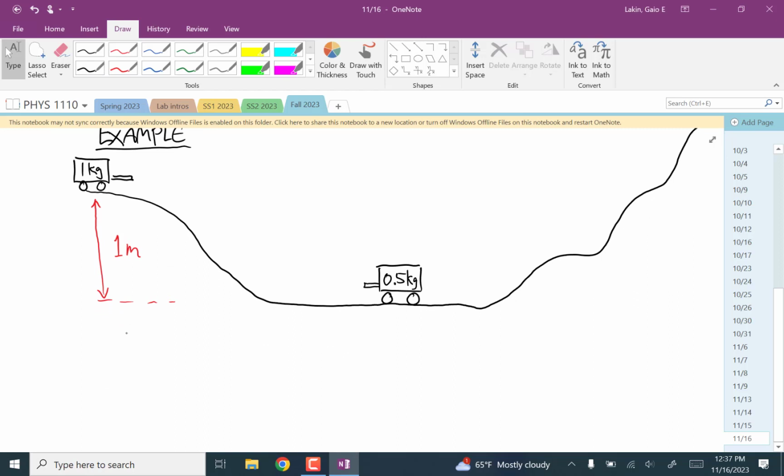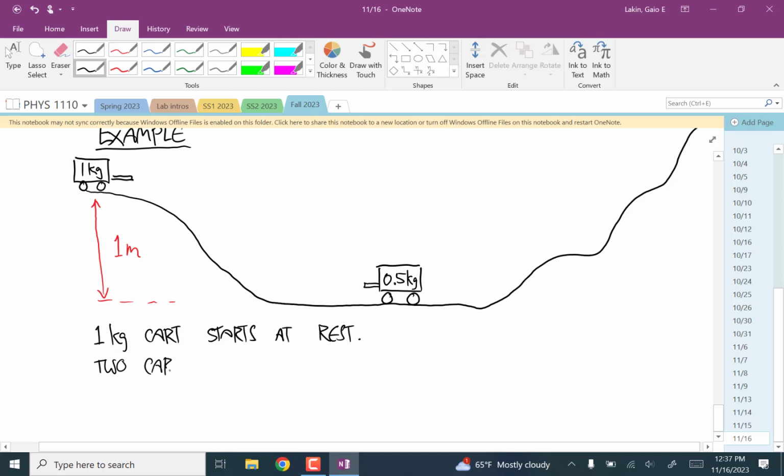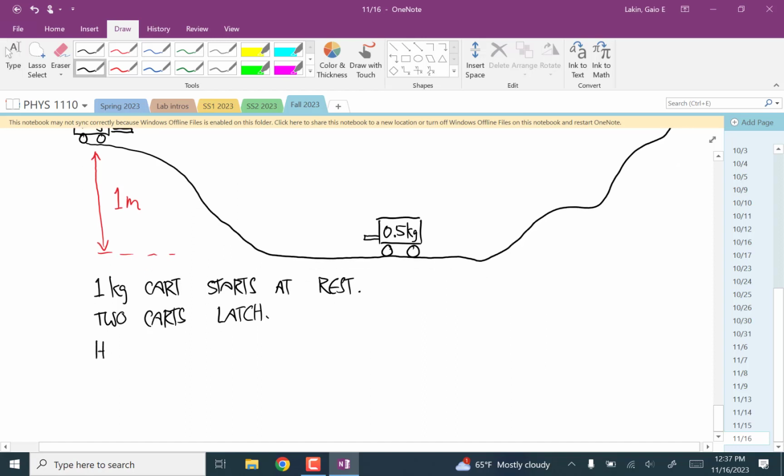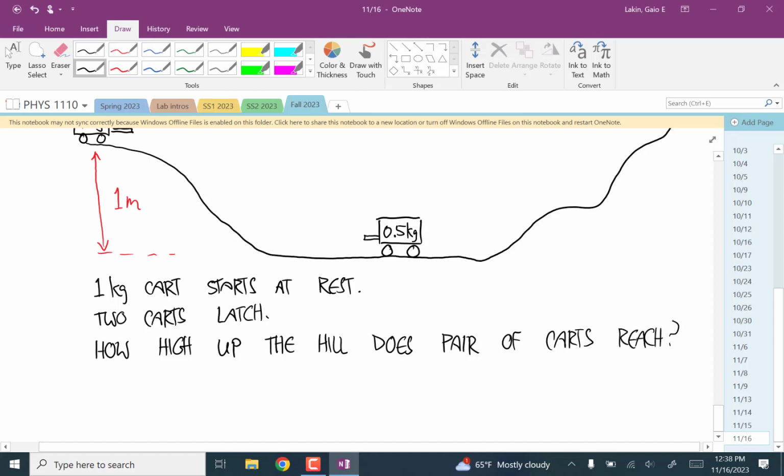And so the 1 kilogram cart starts at rest. When it gets to the bottom of the hill, the two carts latch together. And we want to know how high up the hill does the pair of carts reach. Okay?